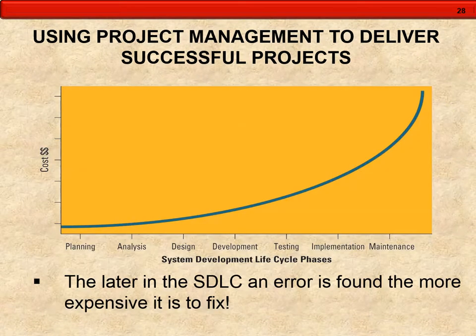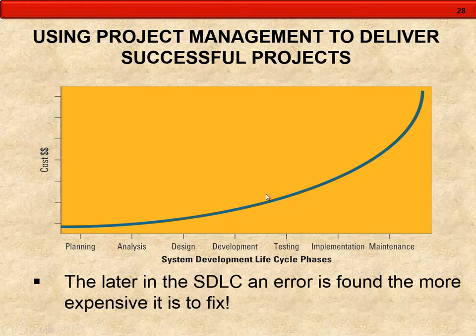Here, this demonstrates the cost impact that errors have on a project. Now notice how in the planning phase the cost of an error is very low. You go all the way to the right into the maintenance and the cost is very high.